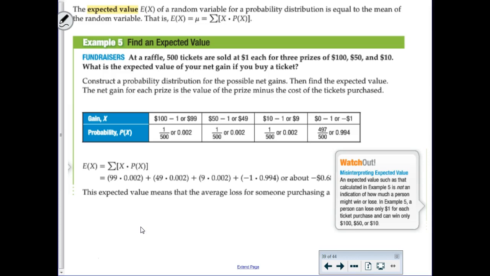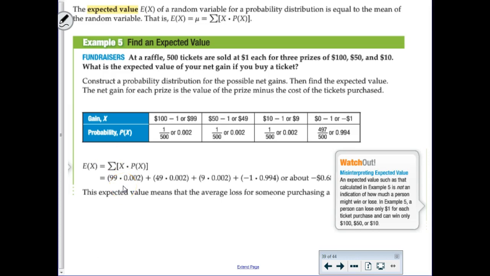So the house has always fixed the games in a way, and even games that are not machine-controlled, like poker and blackjack, everything is fixed in a way where the odds are not in the player's favor. Overall, the players are going to lose big and the house is going to win big. Okay? So the idea is you have to come up with all the possible outcomes for expected value.